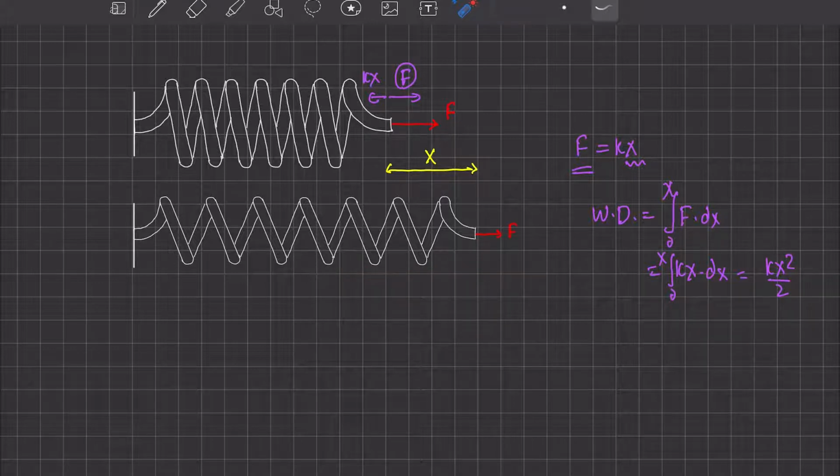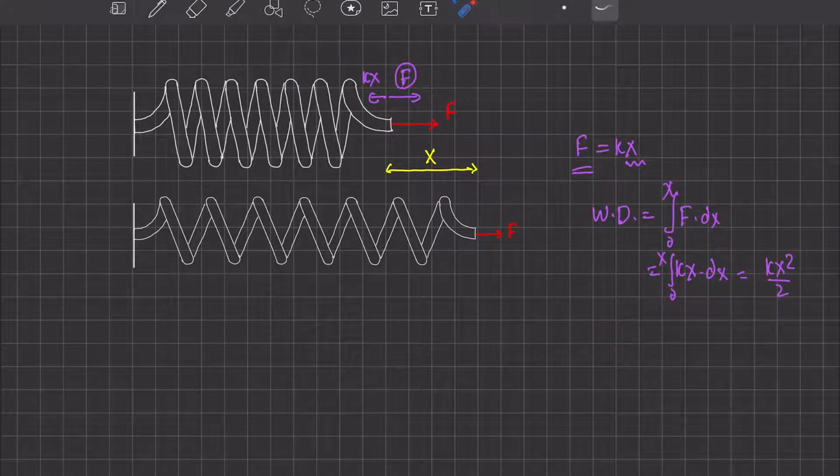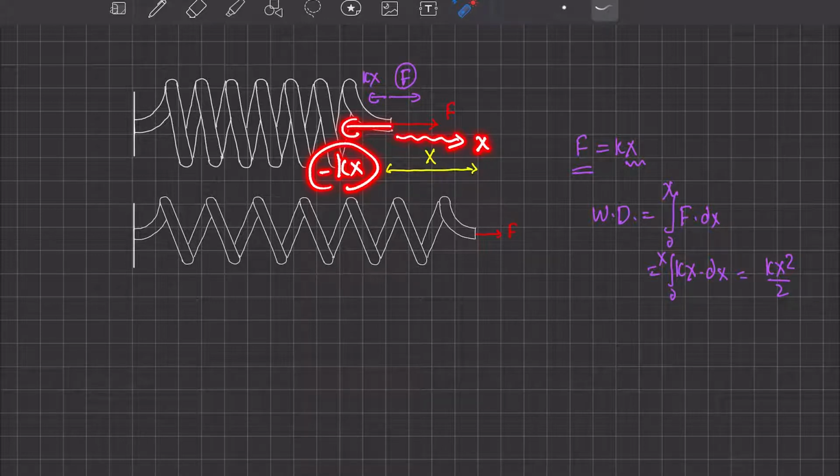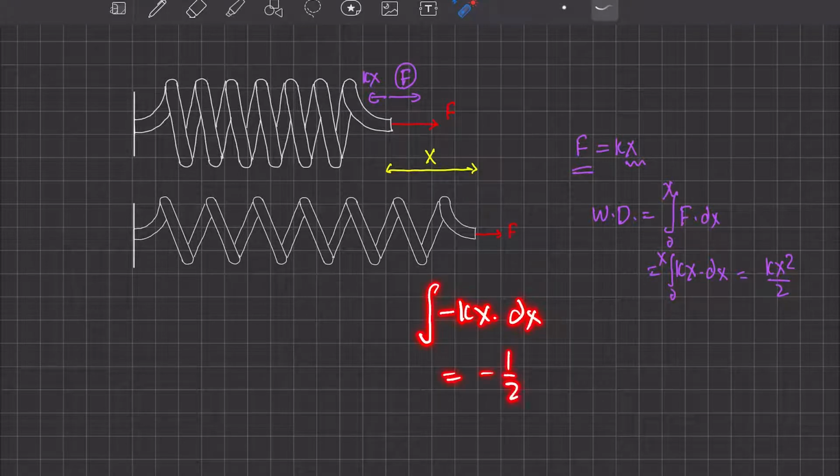So as we know, spring force Fs is a conservative force. Here if we find work done by spring force, we will similarly get, as spring force is backward and the displacement is forward, we can write the spring force as minus kx, as it is opposite to the direction of displacement. So spring force is minus kx and the displacement is x, so work done by spring force can be written similarly as integral of minus kx dx, which gives us minus kx square by 2.